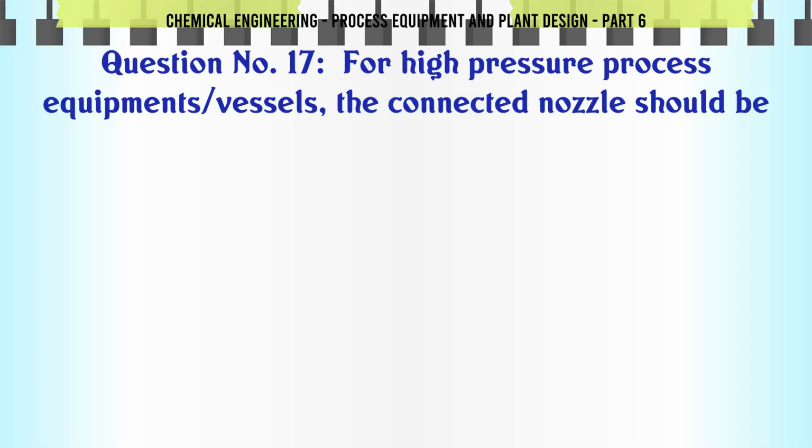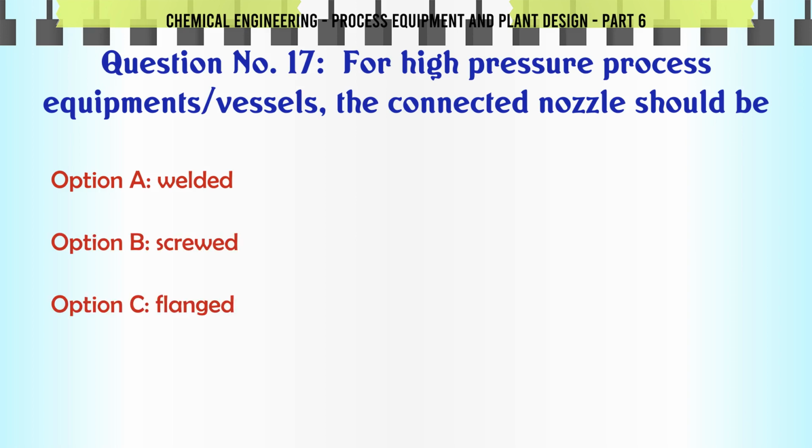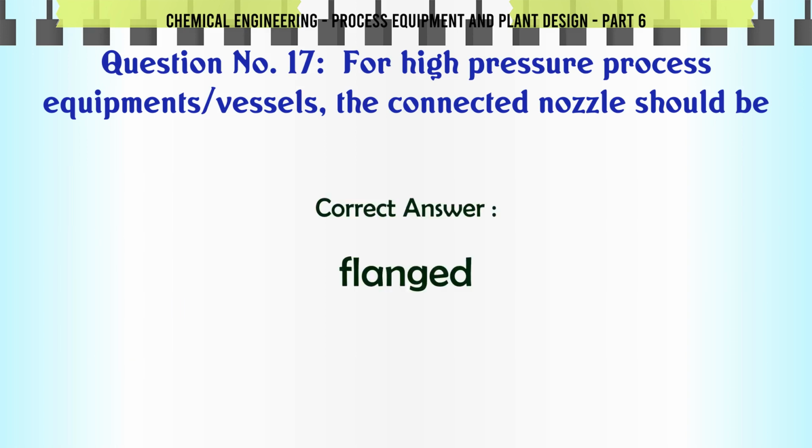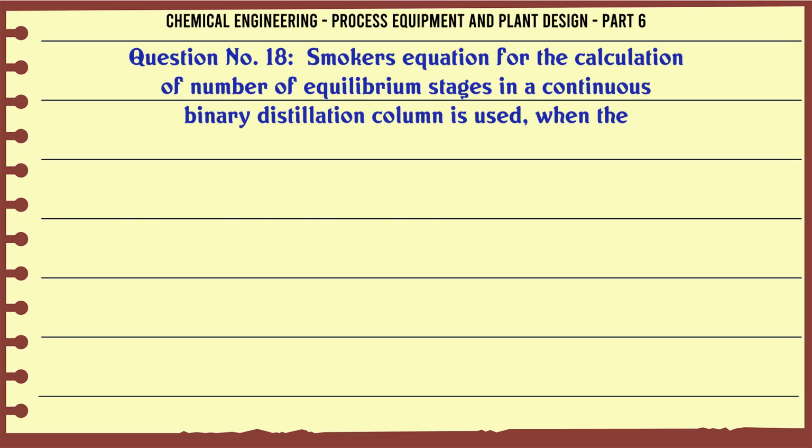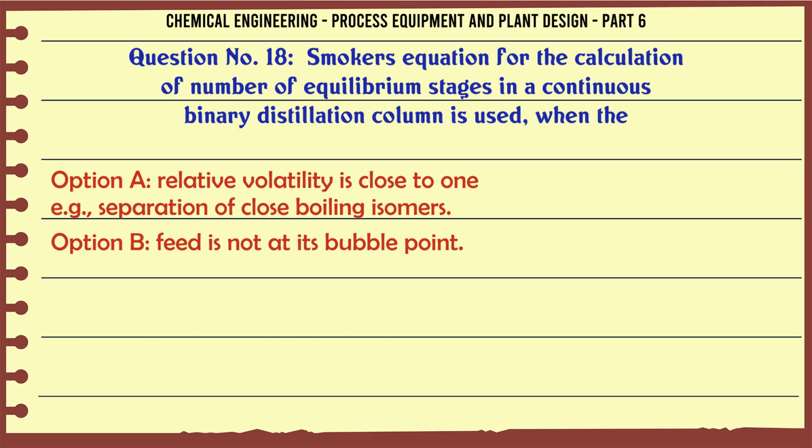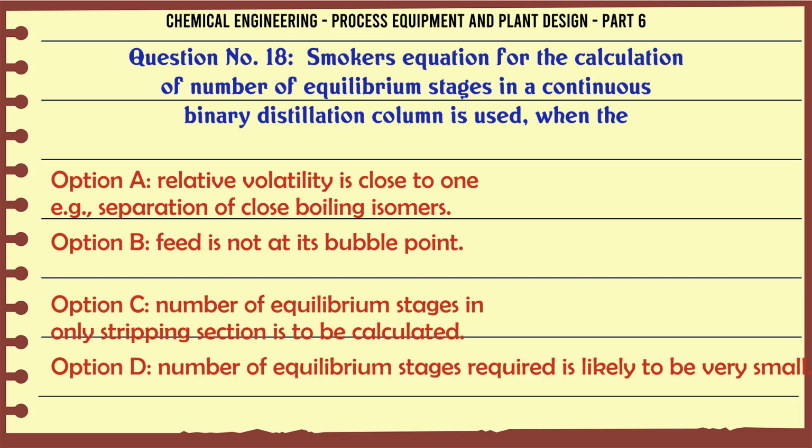For high-pressure process equipment vessels, the connected nozzle should be A. welded, B. screwed, C. flanged, D. braced. The correct answer is flanged. Smoker's equation for the calculation of number of equilibrium stages in a continuous binary distillation column is used when the A.